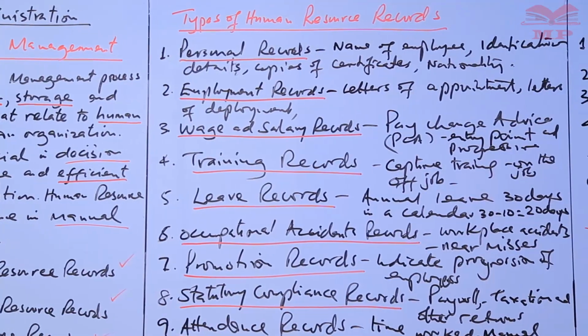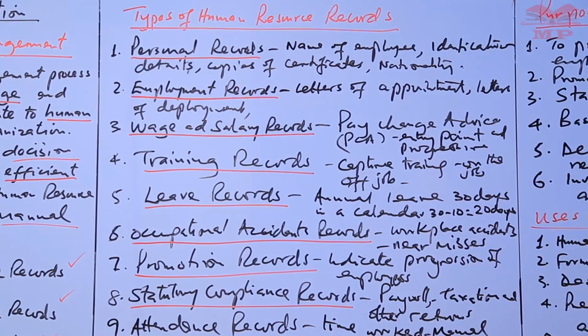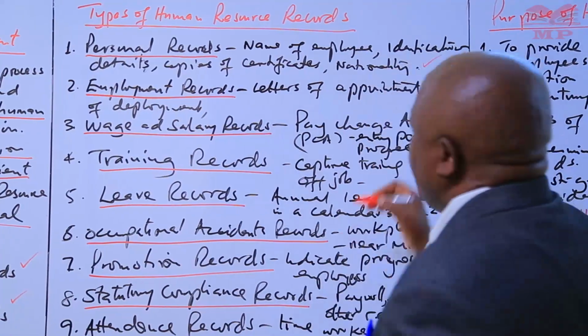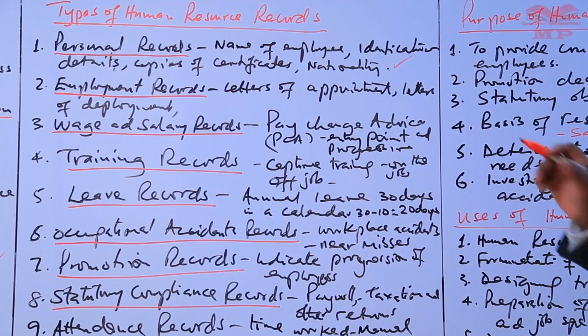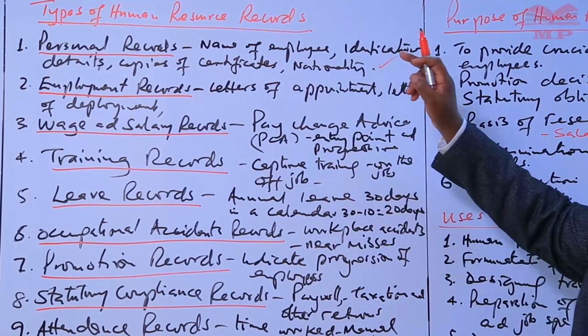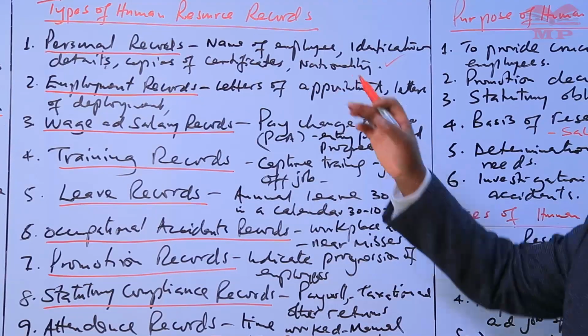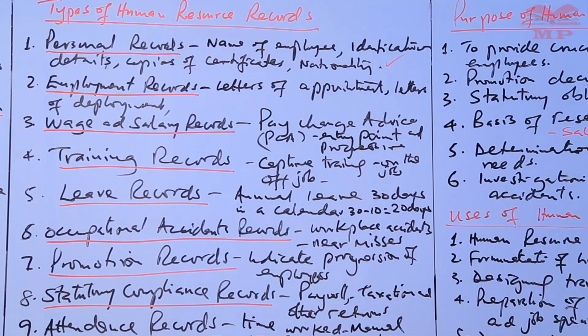And when it came to the types of human resource records, we have indicated that some of the records that may be kept in an organization may include personal records, where we have indicated that these personal records may capture the name of an employee, the identification details of an employee, copies of certificates of an employee, the nationality of an employee, depending on the requirements of a given organization.